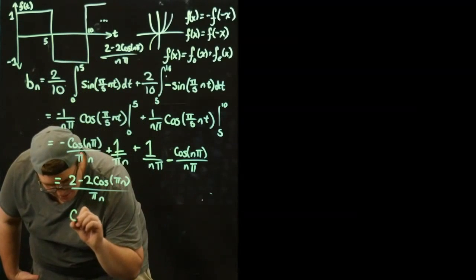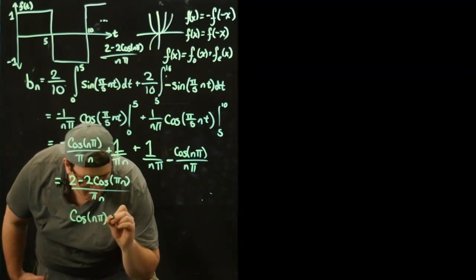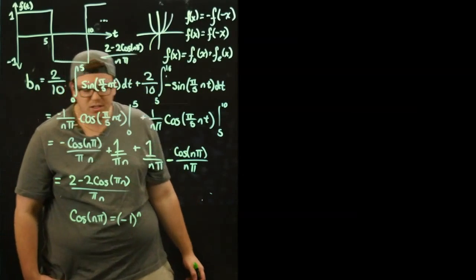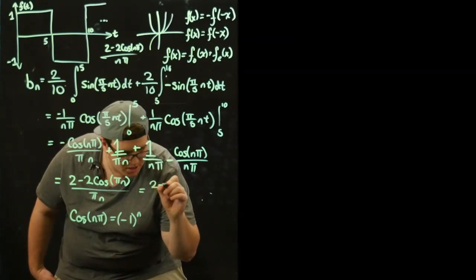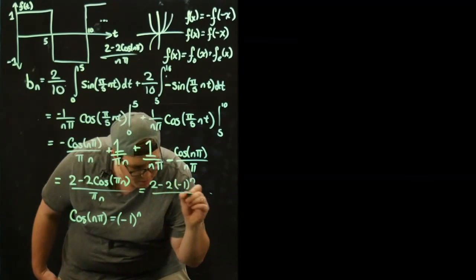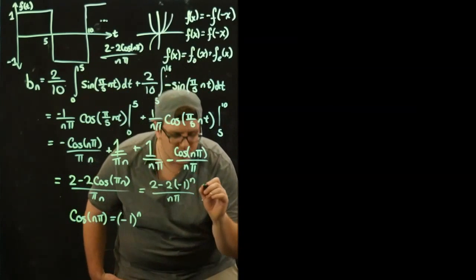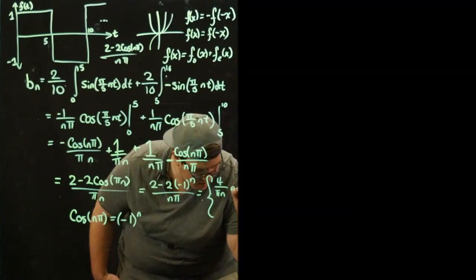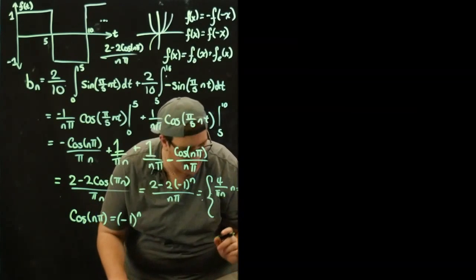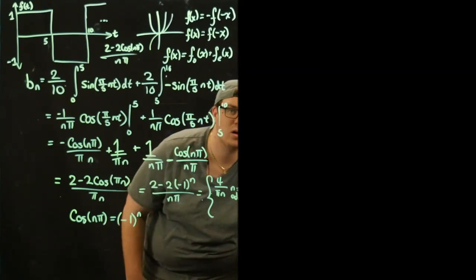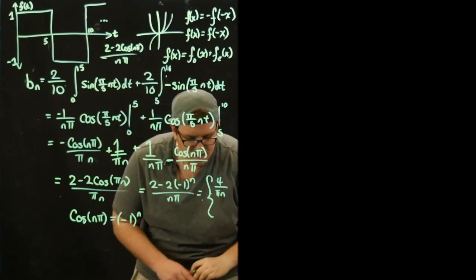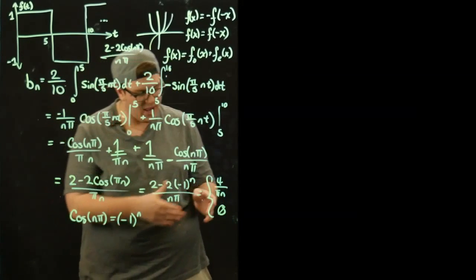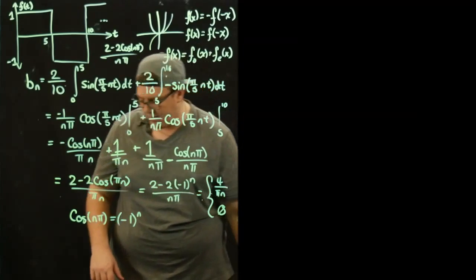So actually, the simplification we're going to make is that cosine of n pi alternates between 1 and -1, or what we can say is (-1)^n. So what we have here is 2 minus 2 times (-1)^n over n pi, which is finally 4 over pi n when n is odd. So the top one is for n odd, and it's 0 for n even. So that means that we have our Bn. Our Bn is 4 over pi n when n is odd, and 0 when n is even.